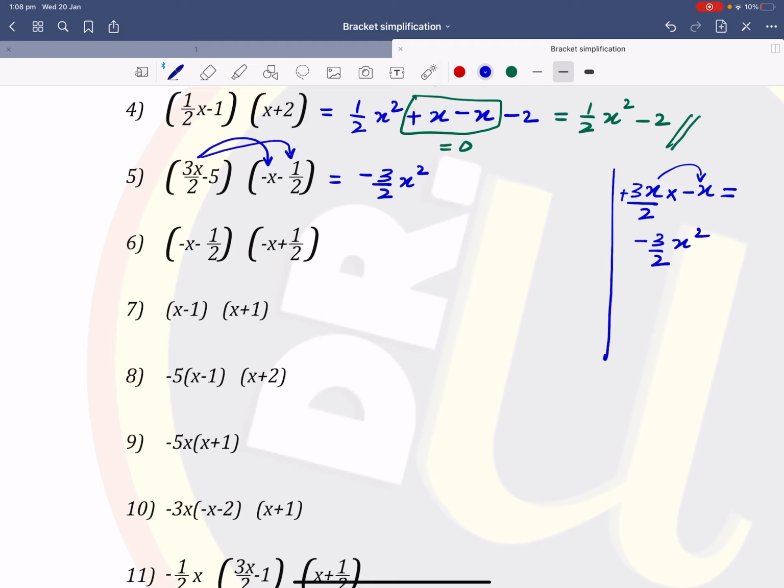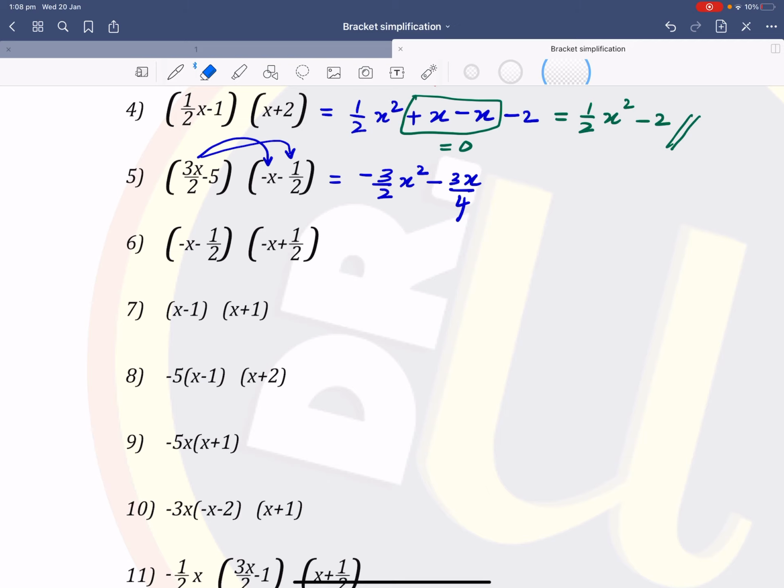Then this one goes with minus half, and that's going to be minus. Now it's going to be 3x divided by 4. Now how is that going to work? You have now 3x divided by 2 multiplied with minus half. So when it comes to multiplication, remember, it's just direct multiplication. So minus 3x divided by 4. So it's just direct multiplication like this. So that's going to be easy. And I'm going to erase that part so that I can have more space here.